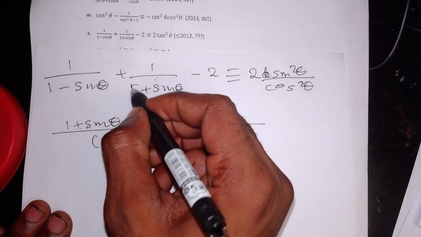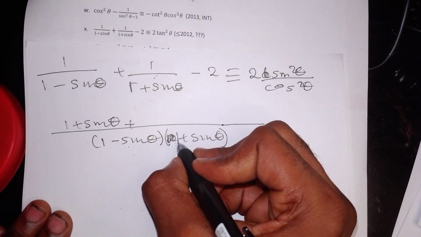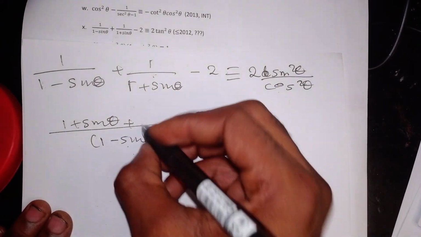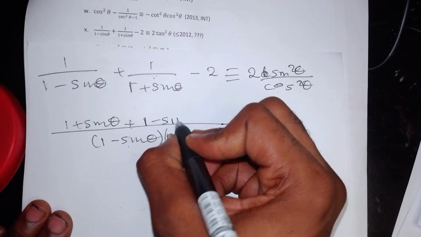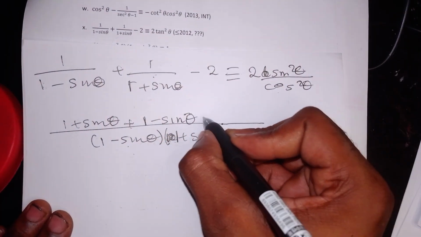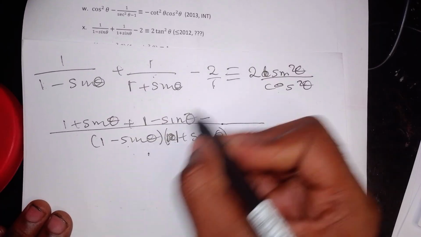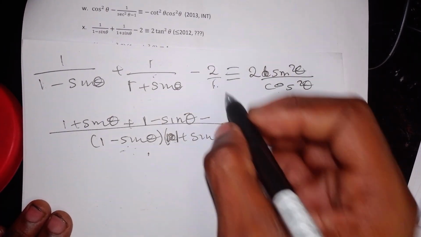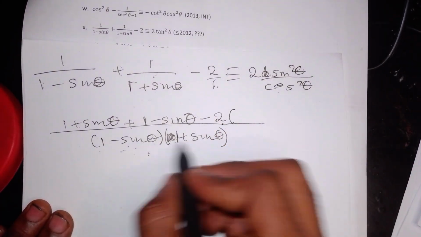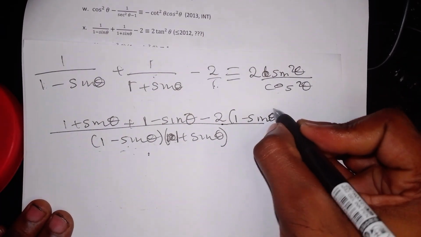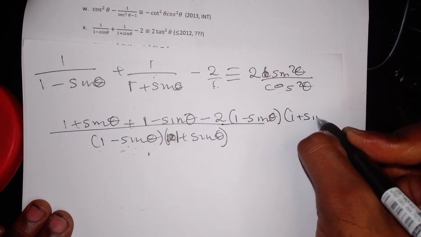This is my 1, by the way. And then this into this, we have 1 minus sine theta. And then we have the 1 there. 1 into this, it's this entire thing multiplied by 2. So this will be 1 minus sine theta, 1 plus sine theta.